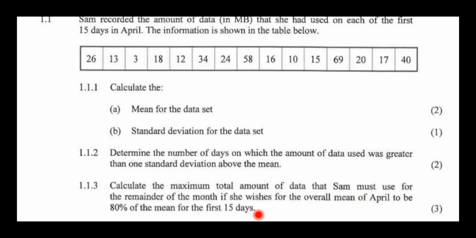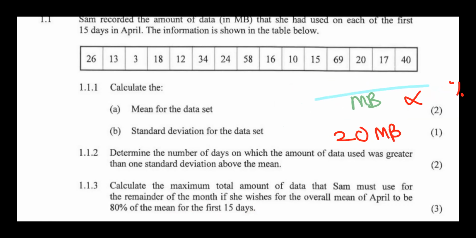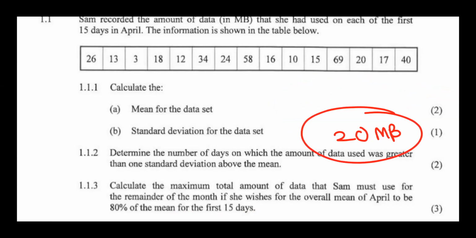So it's almost like she's budgeting and she's looking, whoa, wait, I'm using way too much data. My mean here was 25 megabytes. And she wants it to be 80% of this. Now if you multiply 25 with 80%, I think the answer is 20 megabytes. Is that correct? If we multiply 25 with 80%. Is that correct? Yes, yes. Okay, so she wants to be spending this amount of data on average for 30 days.